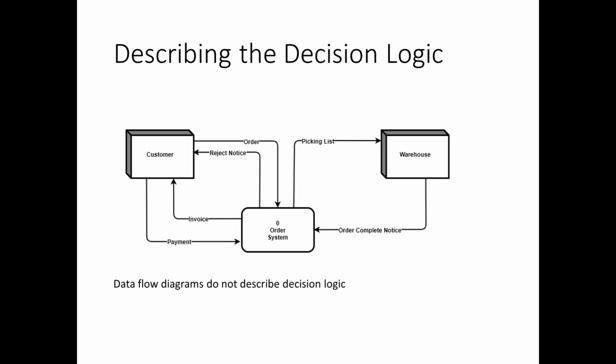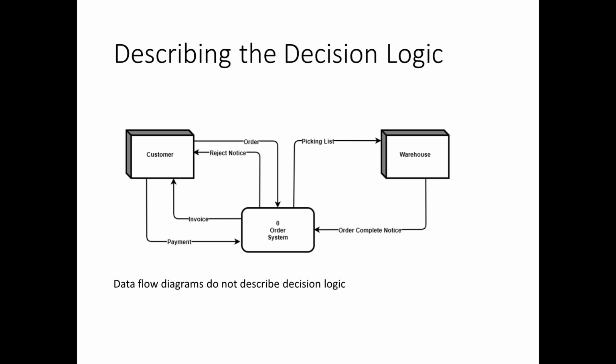In this session, I'm going to cover how to use decision table to describe the decision logic. We have learned how to draw data flow diagram, and here is an example of a data flow diagram. It describes the information flow in this order system. So based on the order submitted by customer, this system makes a decision.